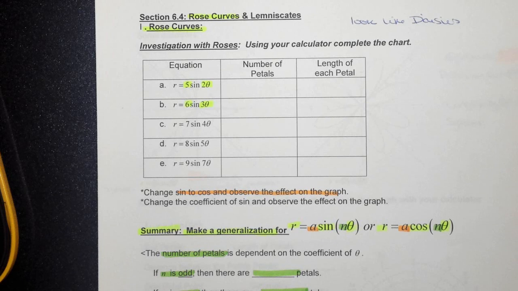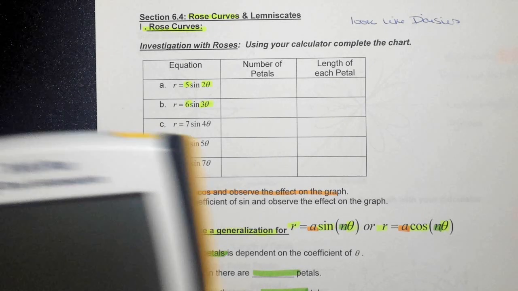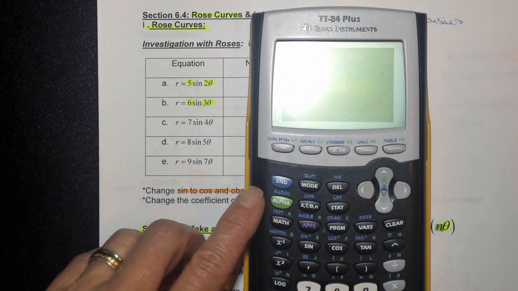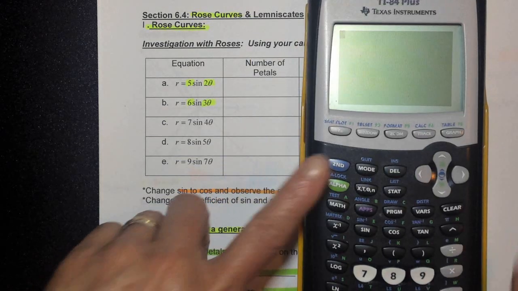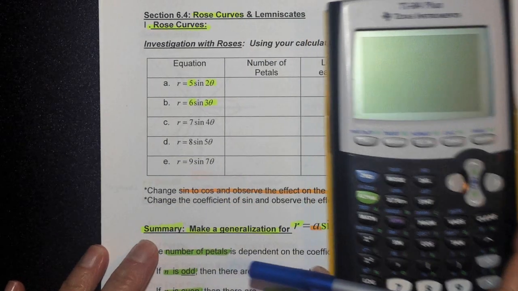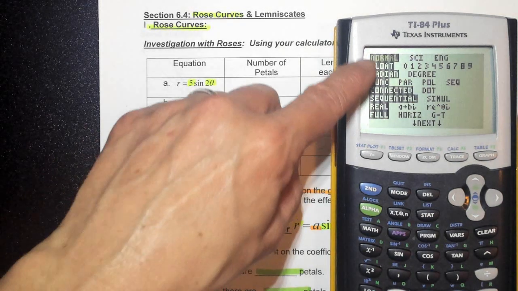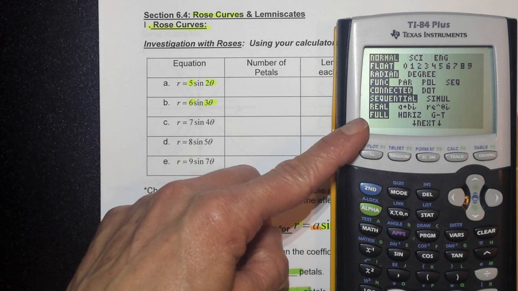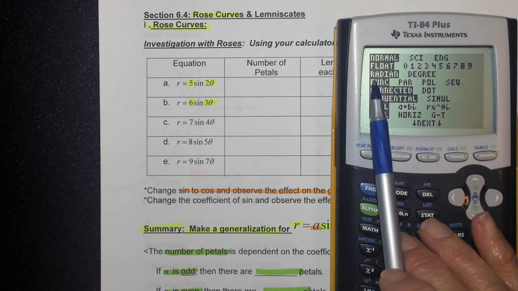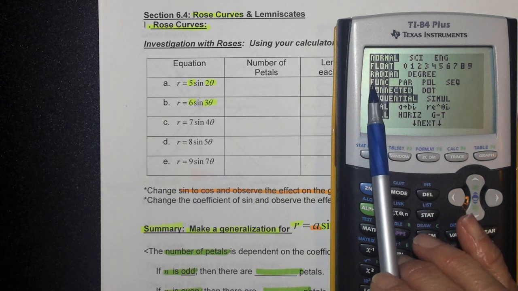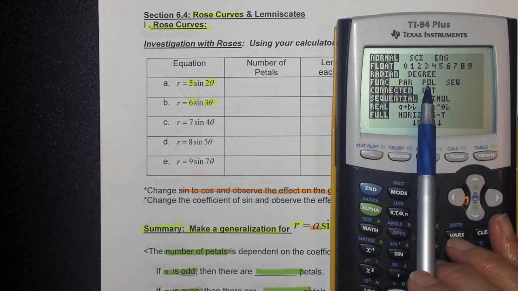Okay, so first what we're going to do is take a look in our calculator. You need to clear out your calculator. It is second plus 7, 1, 2. There's a couple different ways, but basically that clears our memory. So when we go into the mode, everything is flush left. Okay, and what we want to do is change our mode from function to polar.